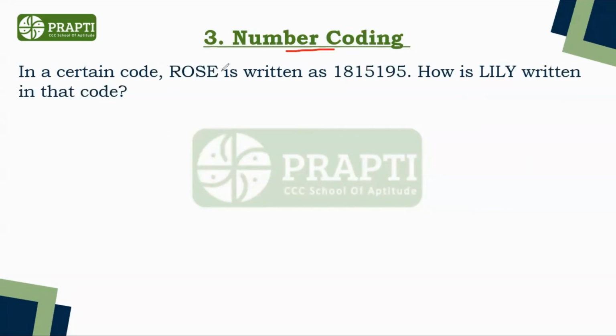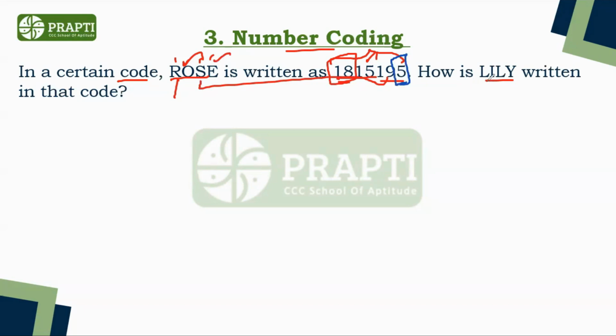Number coding. In a certain code, Rose is written as 18, 15, 19, and 5. How is Lily written in that code? Here you just see only 4 letters we have, but here we have many numbers, more than the 4, right? So it can be the numerical values of the letters. What is the numerical value of R? 18. O? 15. S? 19. And E? Which is nothing but 5.